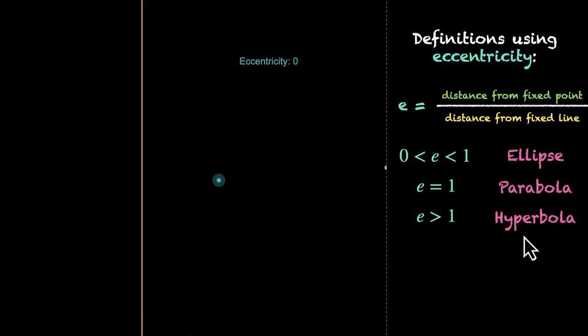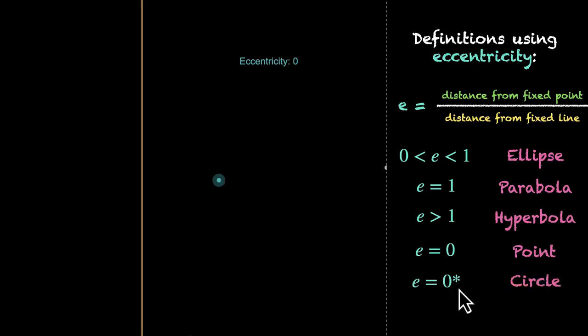Now you might be wondering, where's the circle? When eccentricity is exactly equal to 0, we get a point. So this is called a point. Now some might say that this is a circle, but it's not a circle. Technically, this is a point. But we still say that the eccentricity is 0 for a circle.